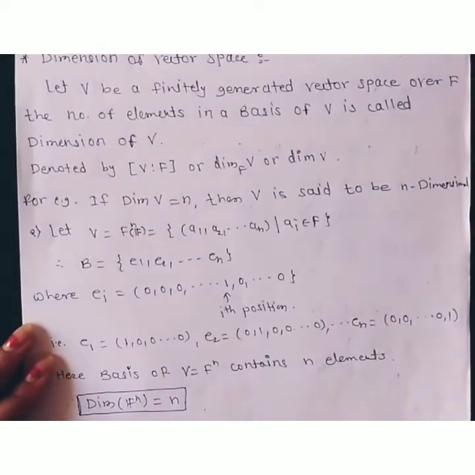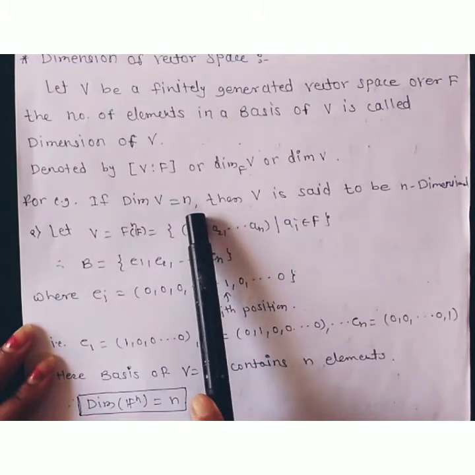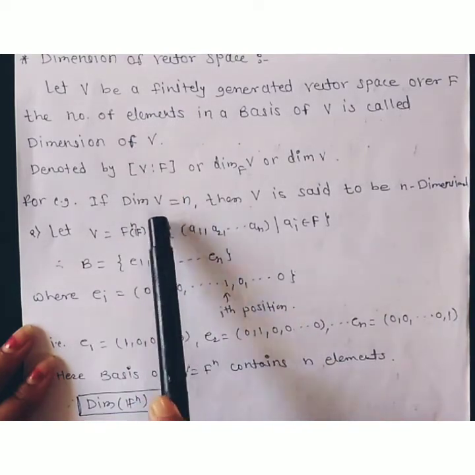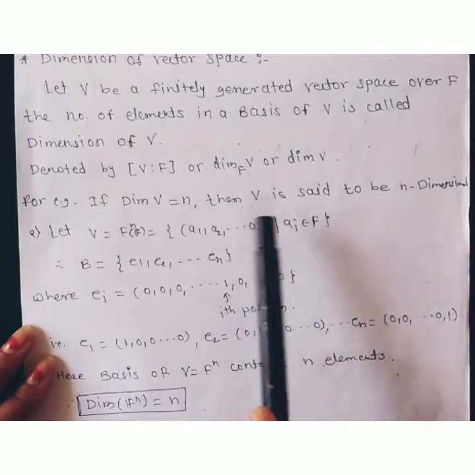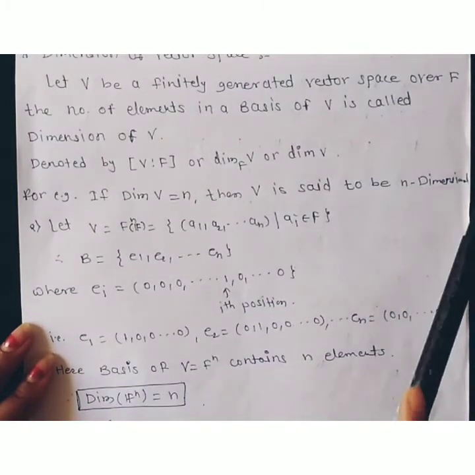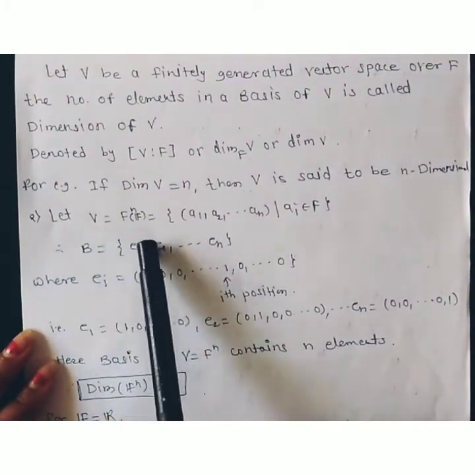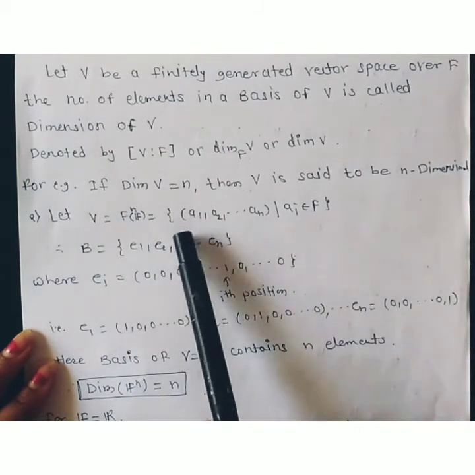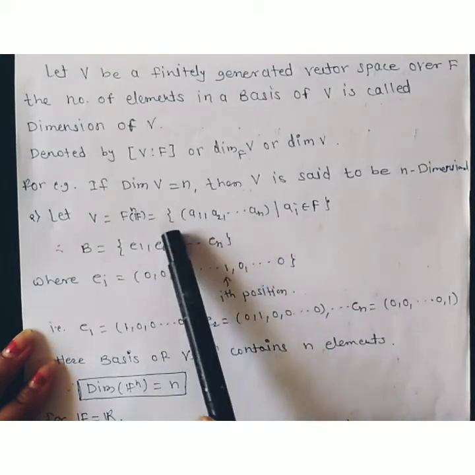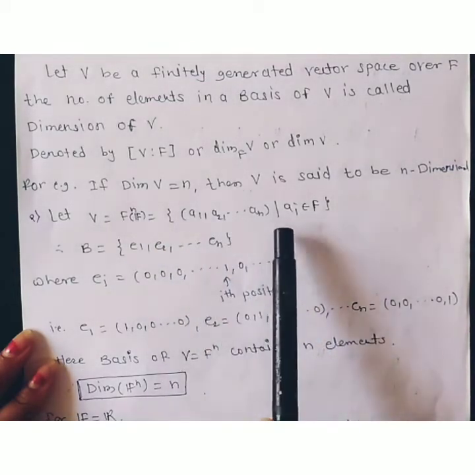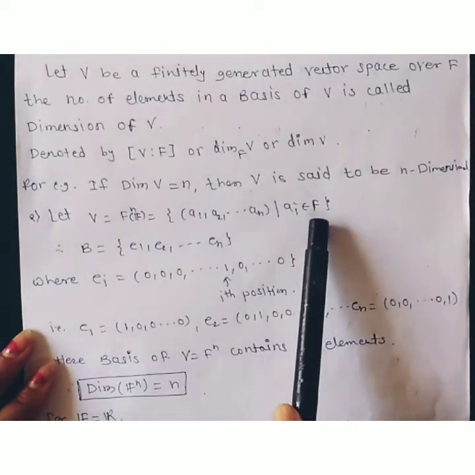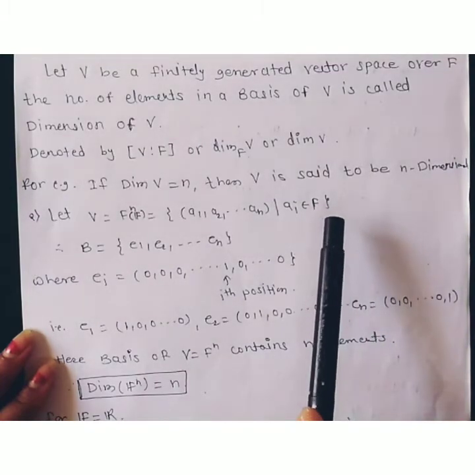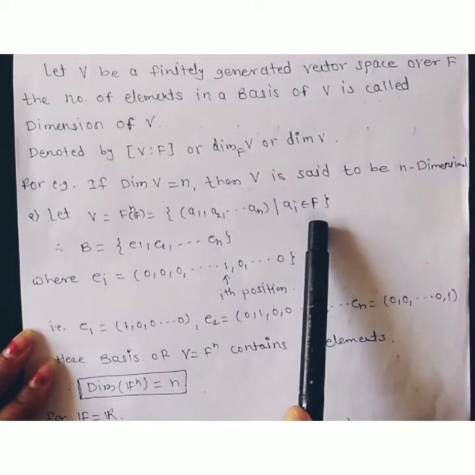Now the next example: if the dimension of V is equal to n, then V is said to be n dimensional. If we are given any vector space V and its dimension is n, then this vector space V is said to be n dimensional. Then the second example: let V be equal to F^n over F. We know that this stands for the n-tuples (a1, a2, up to an) such that these ai belong to the field F, whichever field you are given, like the set of real numbers, or the set of complex numbers. These ai belong to the field F.